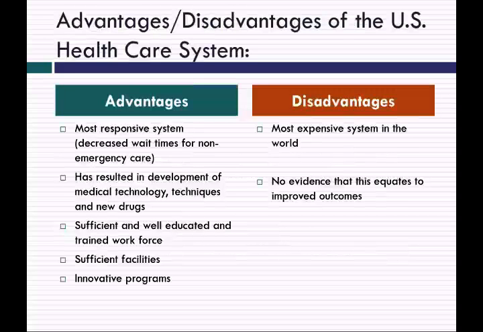Obviously, there are advantages and disadvantages to the U.S. system. The advantages are that we really have the most responsive system. Individuals do not need to wait for non-emergency care. It has resulted in the development of medical technology, techniques, and new drugs. We have a sufficient, well-educated and trained workforce, which is not the case in other countries. We have sufficient facilities. Many will now say that we have too many facilities, which are not cost-effective in providing care, and we'll talk about that as we look at the concept of value-based healthcare. And we have many innovative programs.